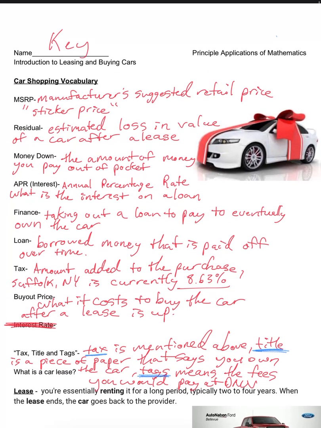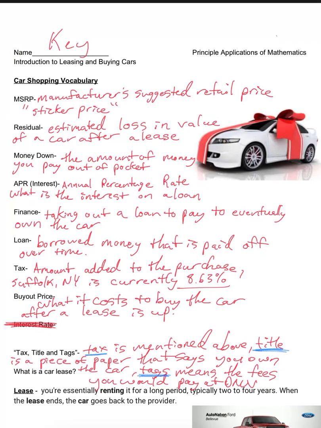So here's some basic vocabulary. I'm just going to start out by explaining it. So what is the MSRP? This is something that you typically hear in car commercials. MSRP means the manufacturer's suggested retail price. So basically, what does the car actually cost? What's the product? It's like putting a label on something at any store.